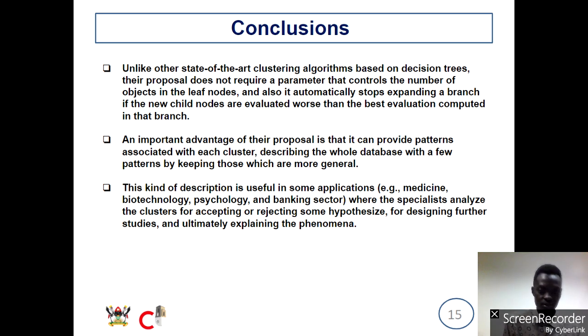If a new child node is evaluated worse than the best evaluation computed in the branch, because those ones we don't need, they can be removed from the data set, the data points. So we remove the dirty data points that we don't need, that cannot improve the performance of the model. We want only those that can give us the best results and performance.